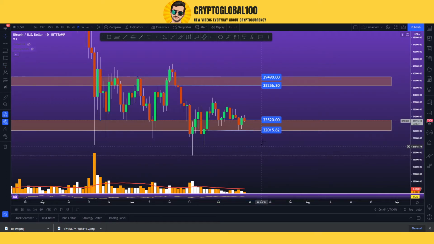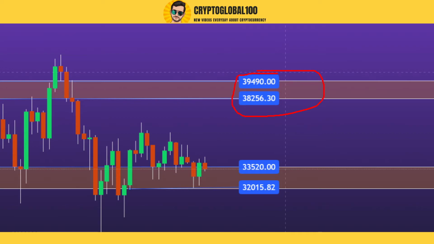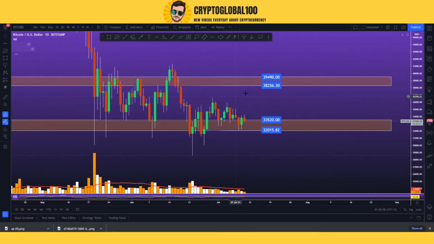So right now we've been ranging in between this area. This would be the resistance, this would be the support level, but at this box, if we take a look at this area here, the price is not making swing highs, and it is making lower highs. Okay, lower highs. So price is now consolidating, it is squeezing.